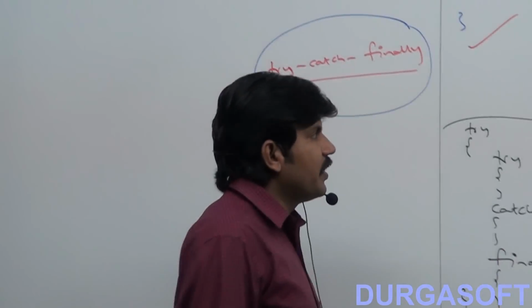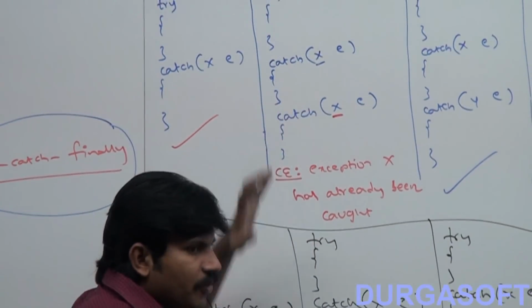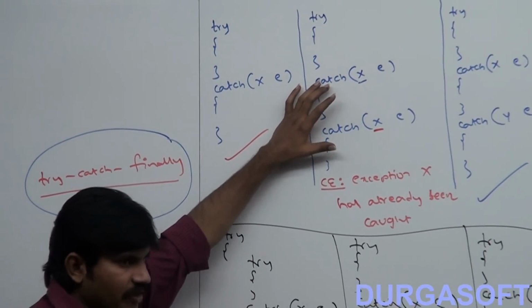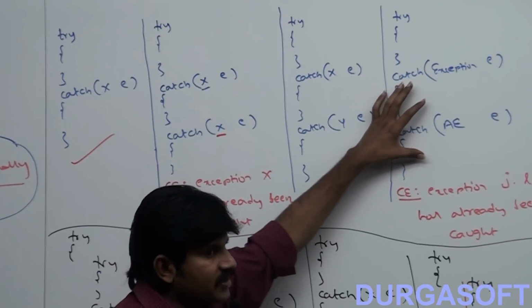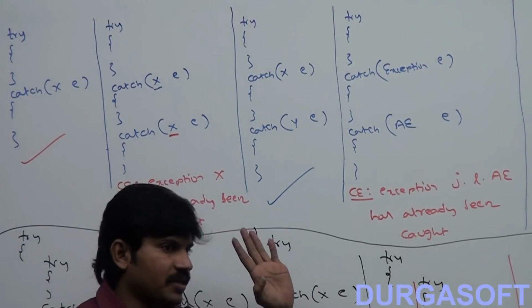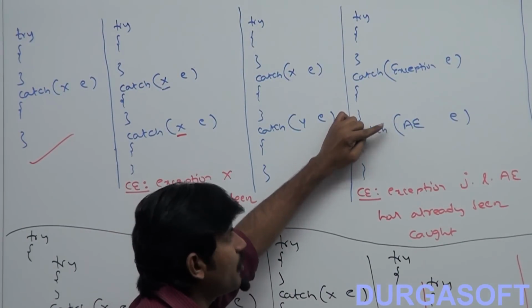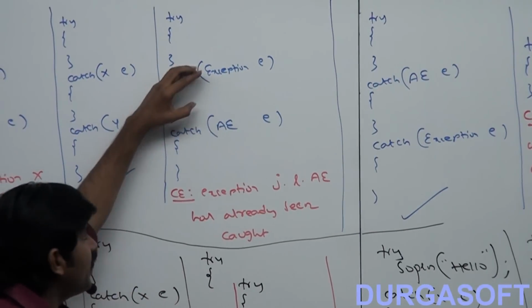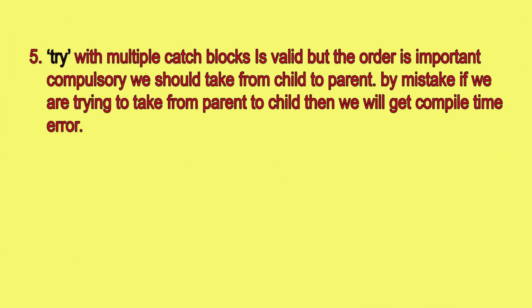Next, now this point also. Try with multiple catch blocks, valid or not? Yes, try with multiple catch blocks is valid. If try with multiple catch blocks are there, order is compulsory and important. The order of catch blocks is very important. First we have to take child and then parent. If we take parent to child, we are going to get a compile error.